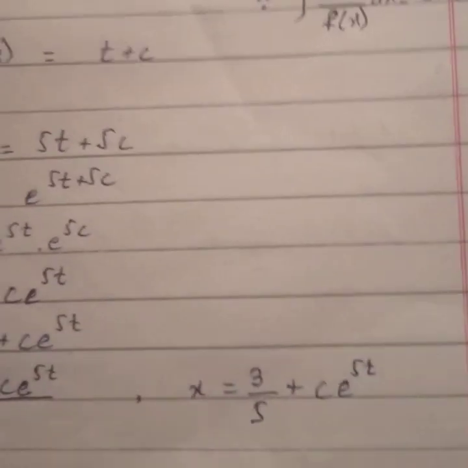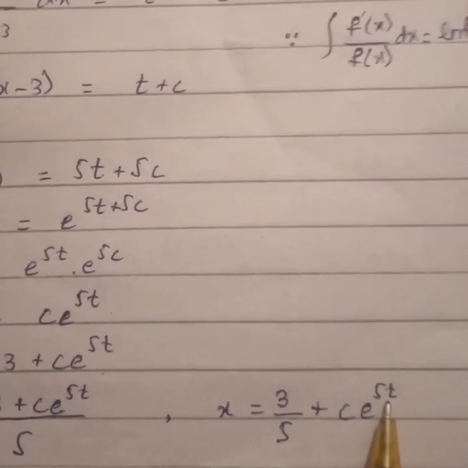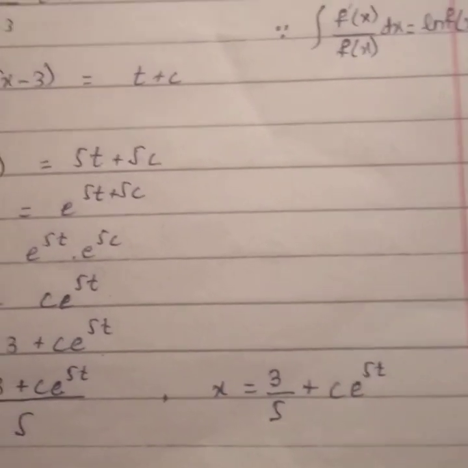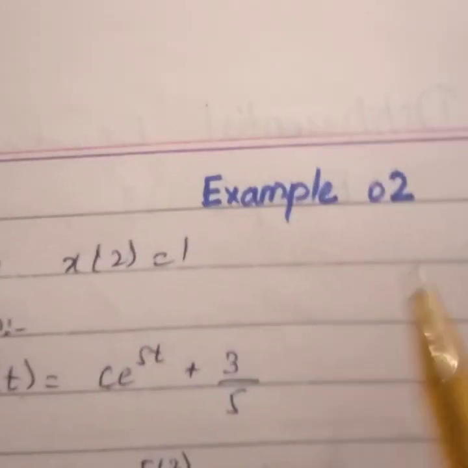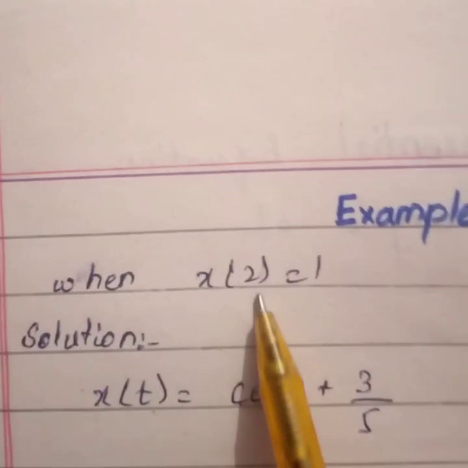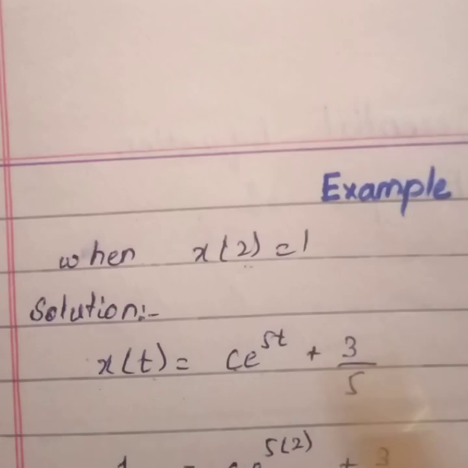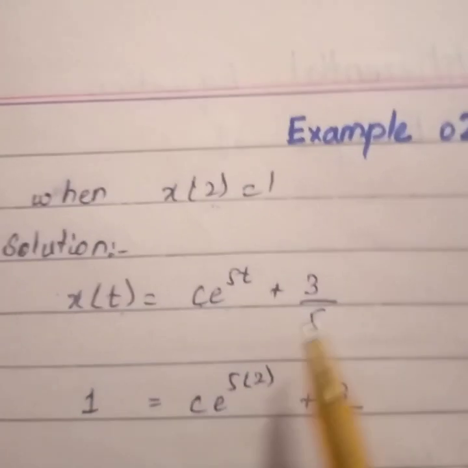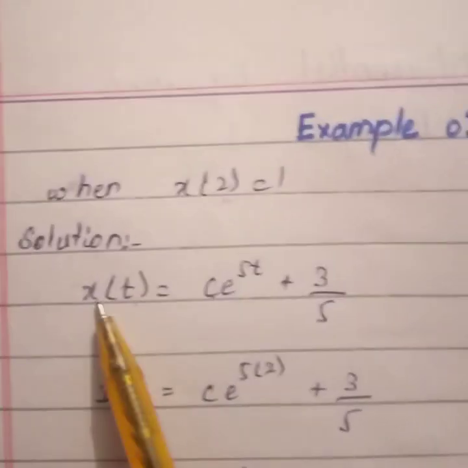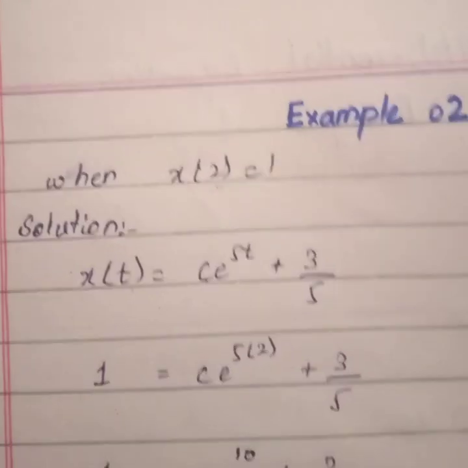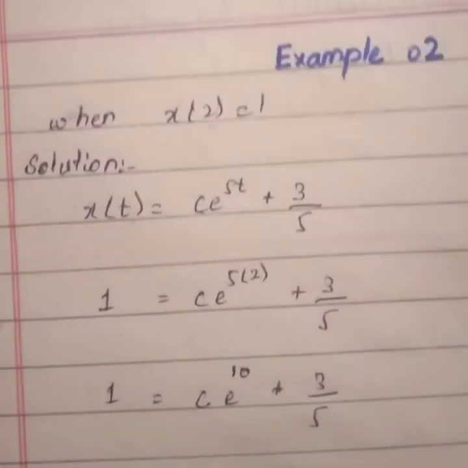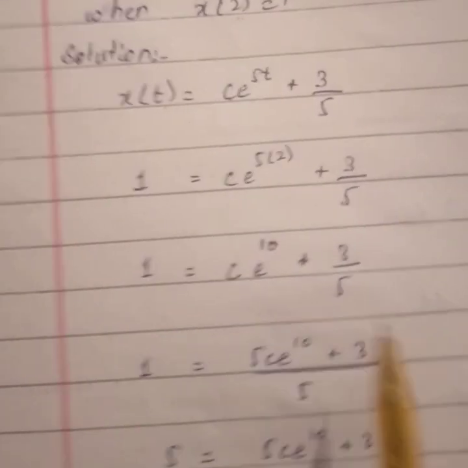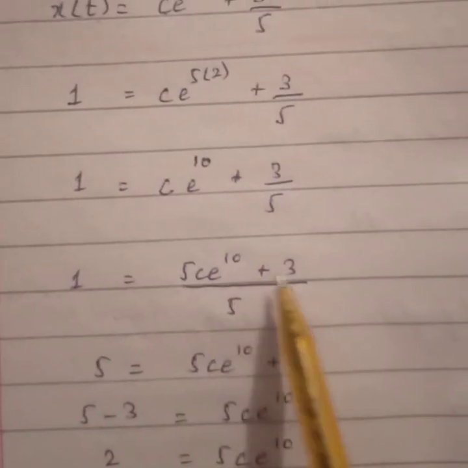It becomes the equation. If the values of x and t are given, we can find the value of c. For example, in example 2, x of 2 is equal to 1. If they give the value of x and t, we will find c. So x of t is equal to c e power 5t plus 3 over 5, and the x value 1 is given in the question, and 2 is the value of t. So putting the value of t, 5 times 2 is 10, so it becomes c e power 10 plus 3 over 5. By taking the LCM on the right side, it will become 5c e power 10 plus 3 over 5.